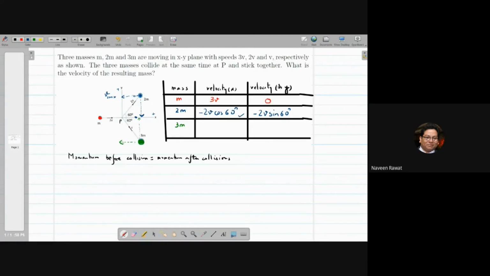So for this mass, again, you have your component in the x, which is here, and you have a component in the y, which is in this direction. Now this will be positive. This is opposite to this angle, so this will be again a sine value. So you get plus v sine 60 as your value in the y direction.